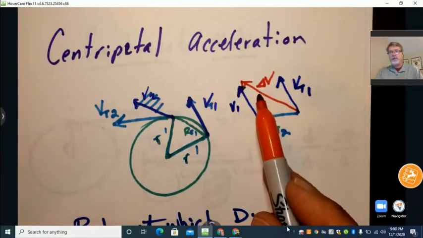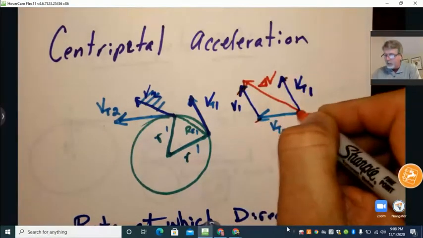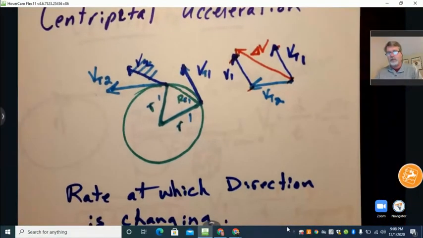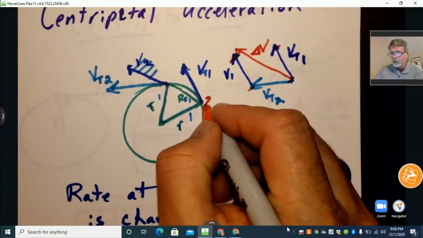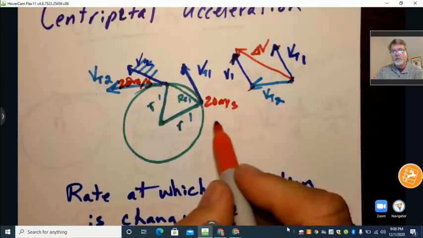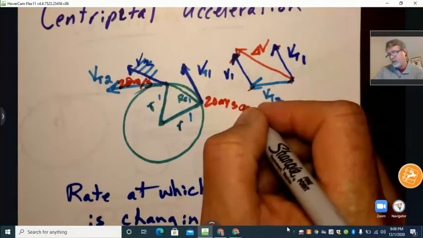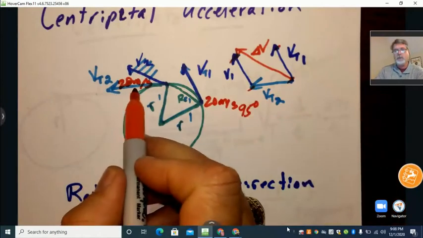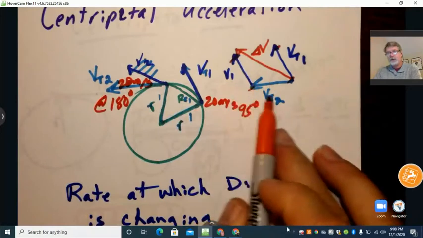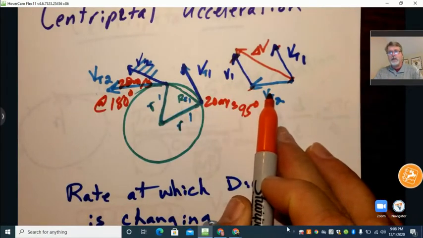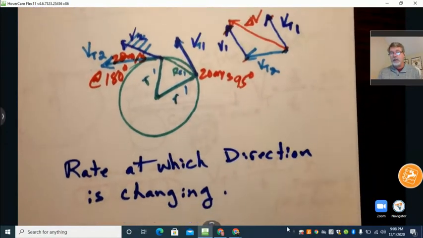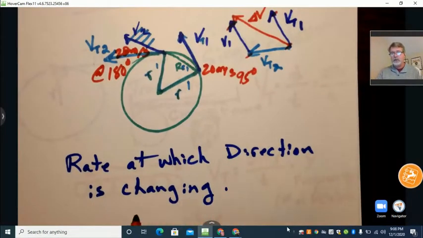Now what's happening is the length of that vector has not changed. The tangential velocity has not changed. The direction is what has changed. Okay? So if it's going 20 meters per second here, well, it's still going 20 meters per second here. But here it's going 20 meters per second at, say, 95 degrees. Here it's going 20 meters per second at 180 degrees. So when you're calculating this change in velocity, you're not calculating the rate at which it's spinning faster. You're calculating the rate at which the direction is changing.